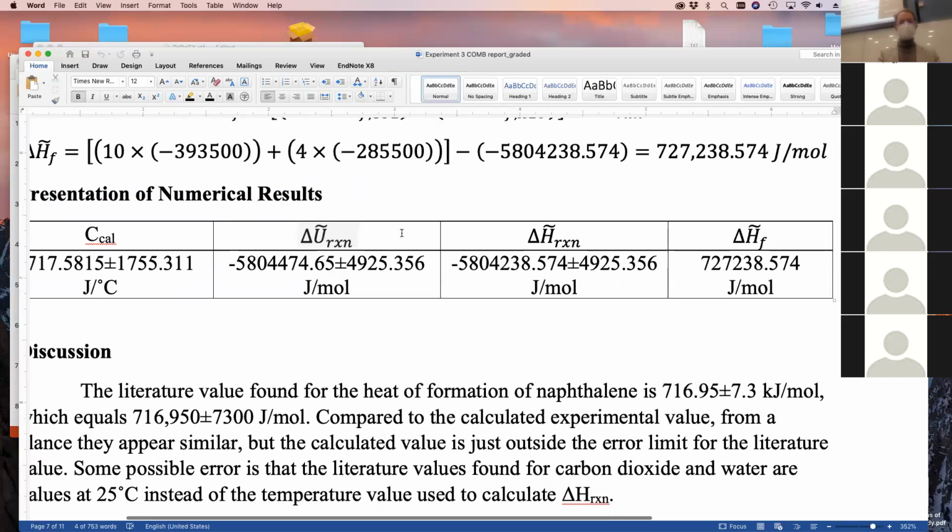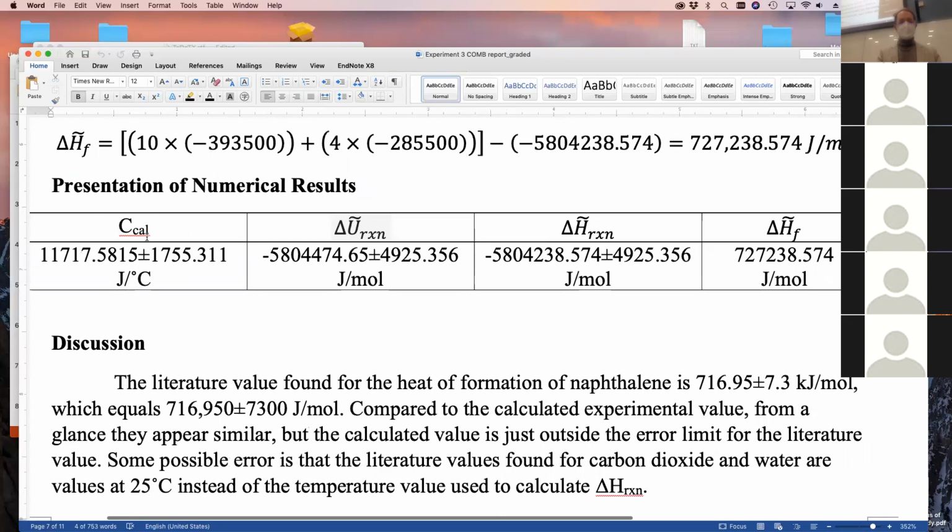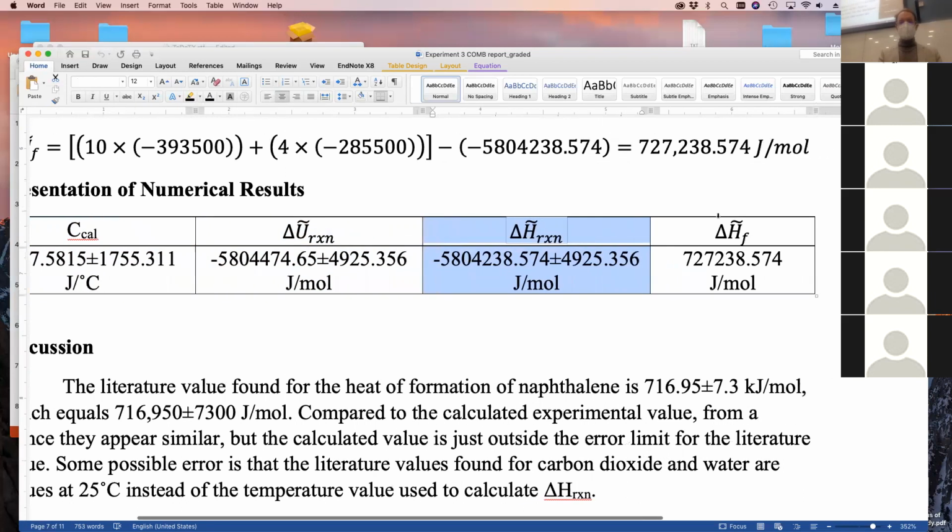And so the main results of the experiment are given here: the heat capacity of the calorimeter, the change in internal energy due to the combustion reaction, the enthalpy of combustion reaction, and then the final result, which is the heat of formation of naphthalene. And if I were grading this lab report, I probably would have taken off a couple points here because the student did not propagate the error in the heat of reaction to determine the uncertainty in the heat of formation. That should also be included here.